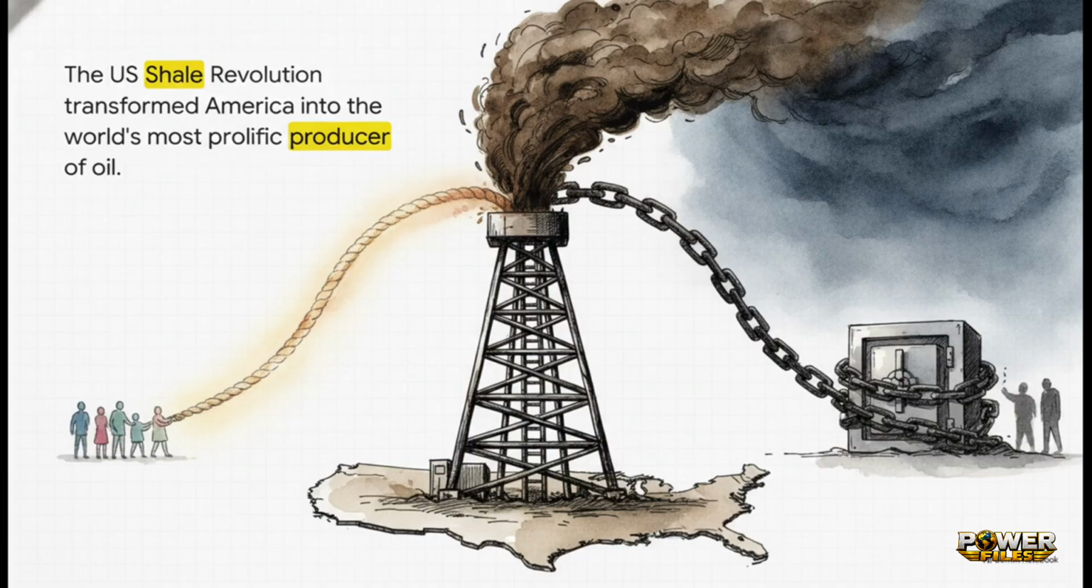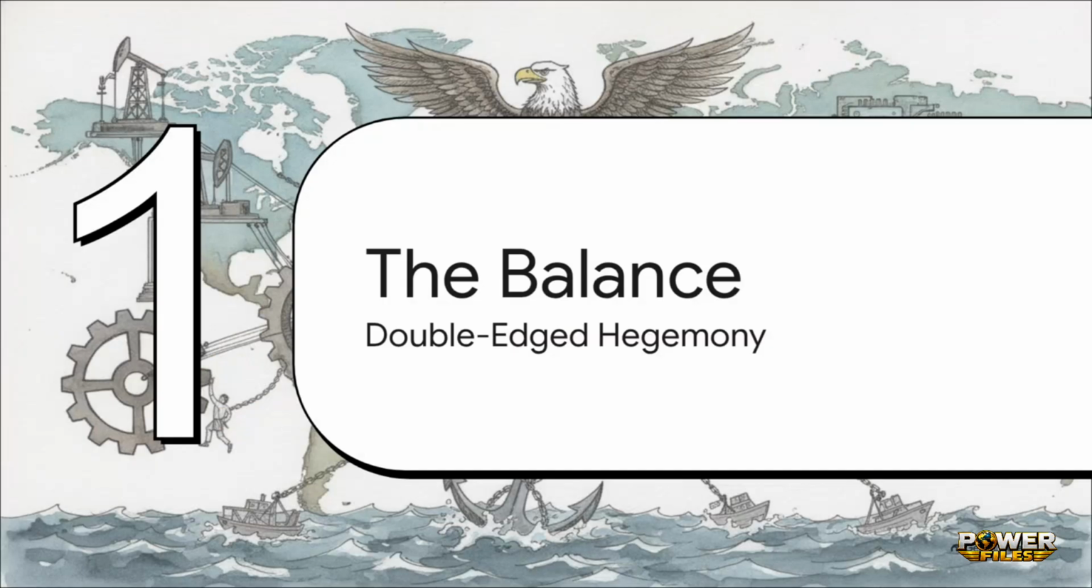But recently, that dynamic completely flipped, all thanks to internal American innovation. The U.S. shale revolution, which was driven by hydraulic fracturing and horizontal drilling, transformed the United States from a massive importer heavily dependent on the Middle East into both the world's largest consumer and its most prolific producer of oil. This newfound abundance gave the U.S. totally unprecedented diplomatic flexibility. Now, American energy exports can fill supply gaps worldwide, allowing Washington to weaponize energy policy via sanctions against adversaries while simultaneously offering energy lifelines to its allies. The balance, a double-edged hegemony.